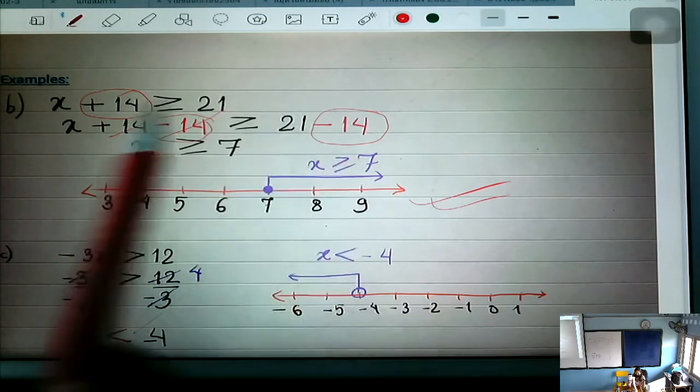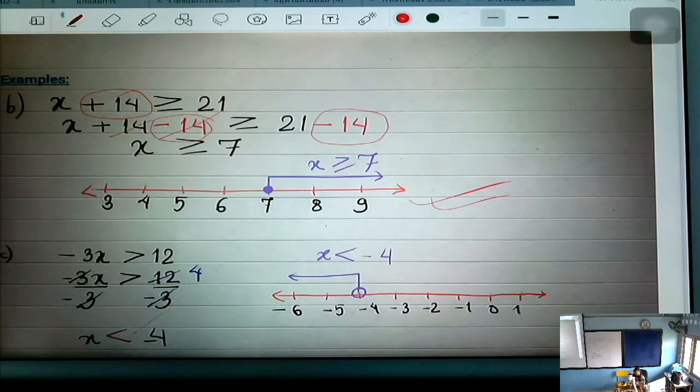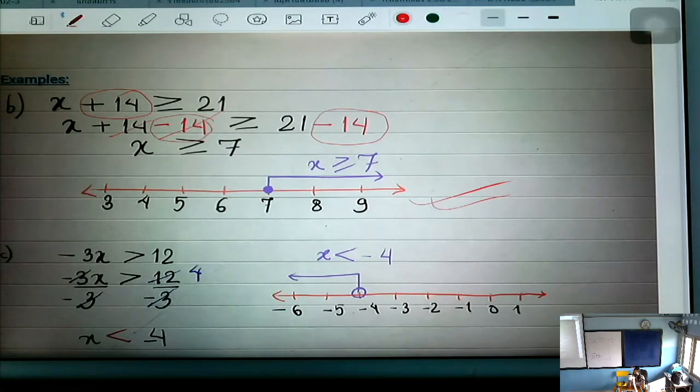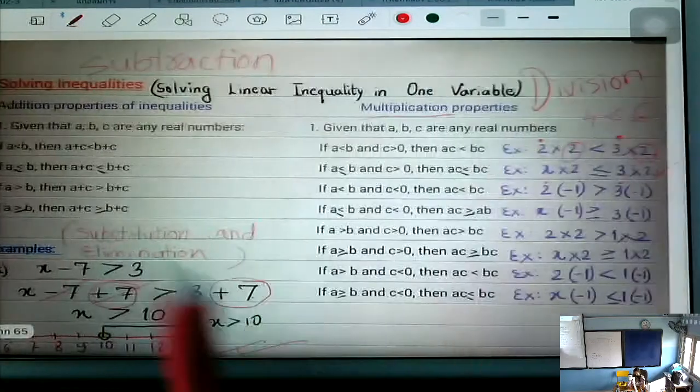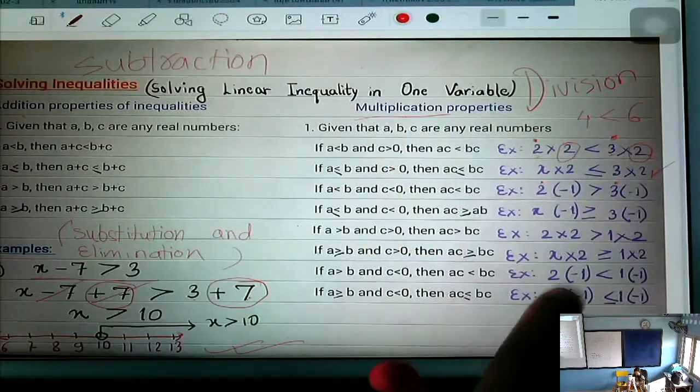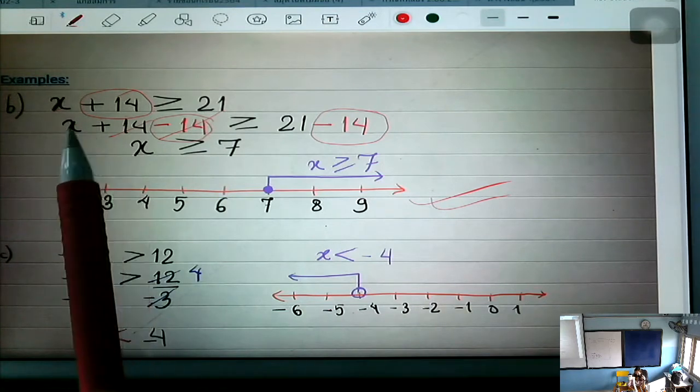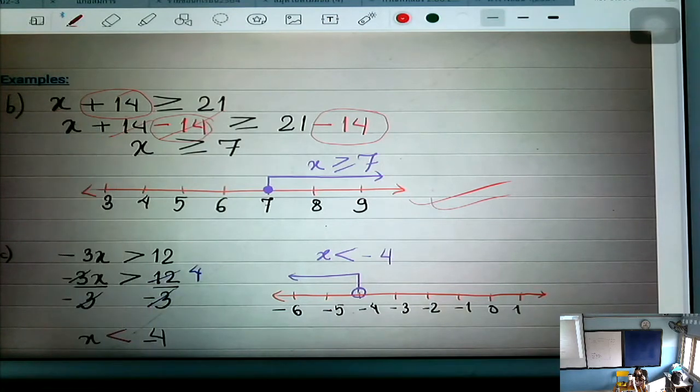Can you tell me which property we use in number B? Addition property or multiplication property? We did two properties, addition properties and multiplication properties, in solving inequalities. Addition and multiplication. So in number B, which property do we use? Addition or multiplication? Addition, good. Because this is plus, so we use addition.